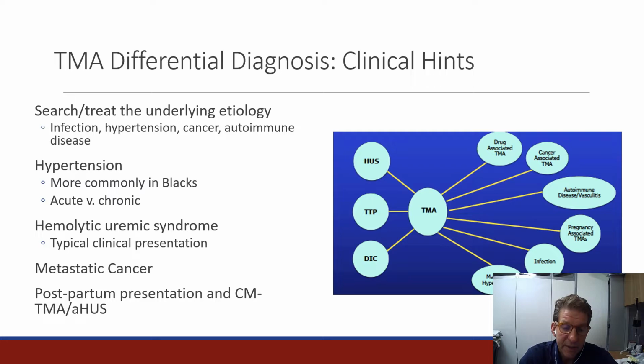Hypertension can very certainly cause a TMA picture. And you're more likely to see this in blacks versus other races, especially when renal failure is involved. You're also going to have to consider acute versus chronic presentation. Certainly acute malignant hypertension can lead to hemolysis and renal injury. But with control of the blood pressure and resolution of the TMA findings, kidney function may recover. This would be more indicative of an acute renal injury and acute TMA.